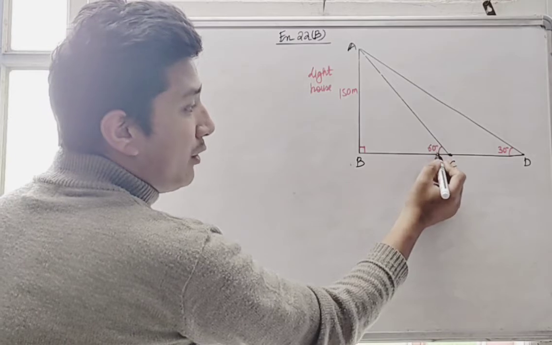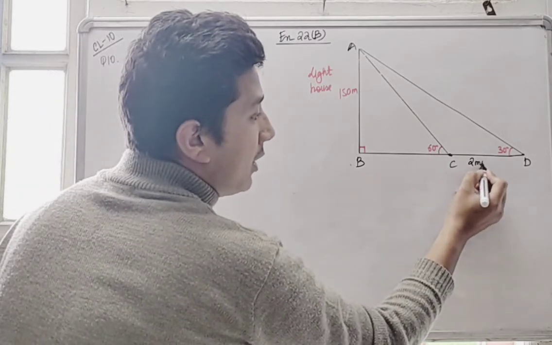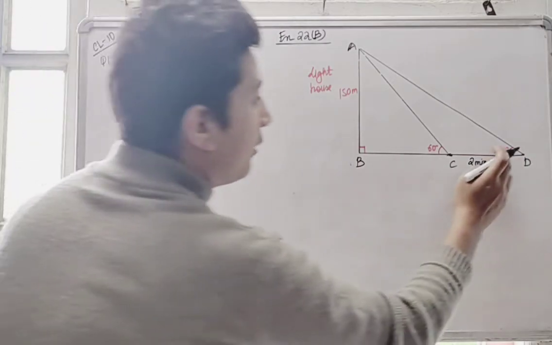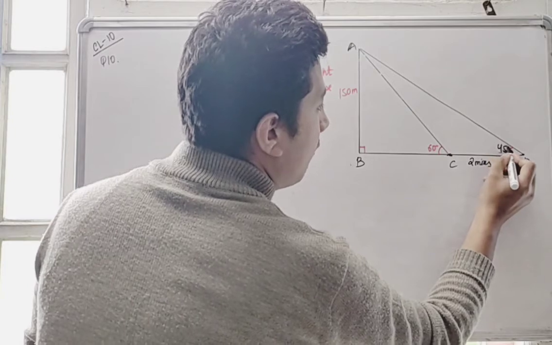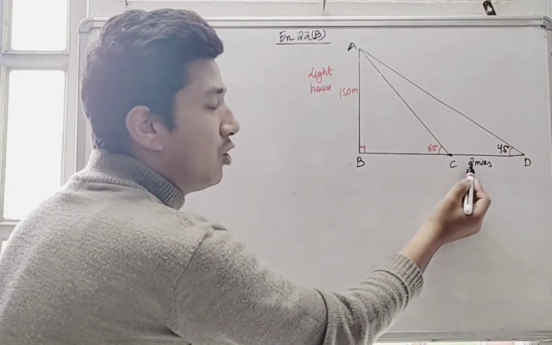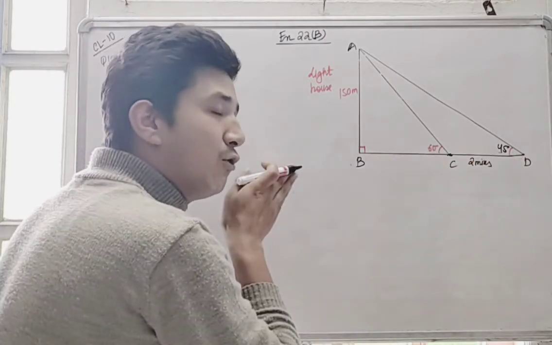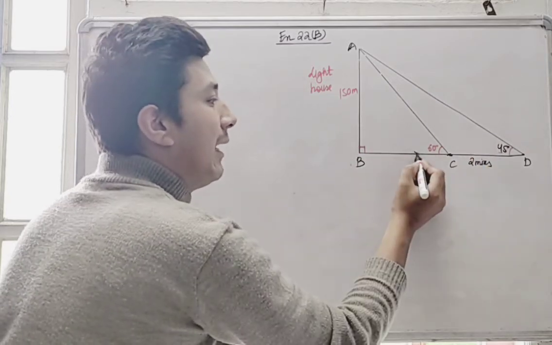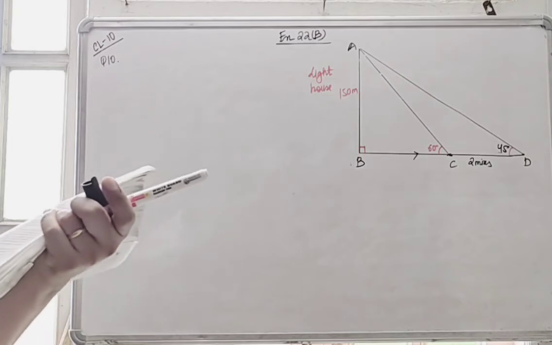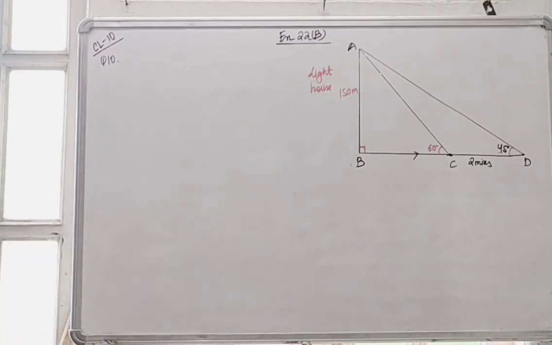The angle of elevation was 60 degree, and now it took him 2 minutes to change the angle of elevation from 60 degree to 45 degree. The man was out here, and it took him 2 minutes to change the angle of elevation from 60 degree to 45 degree. The man is rowing away from the lighthouse, so which means he is moving this side. Am I clear? The question says, find the speed of the boat.